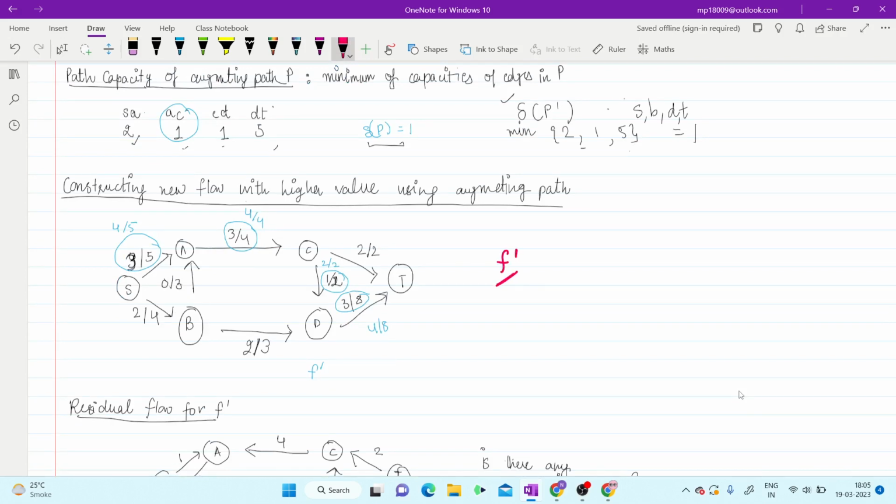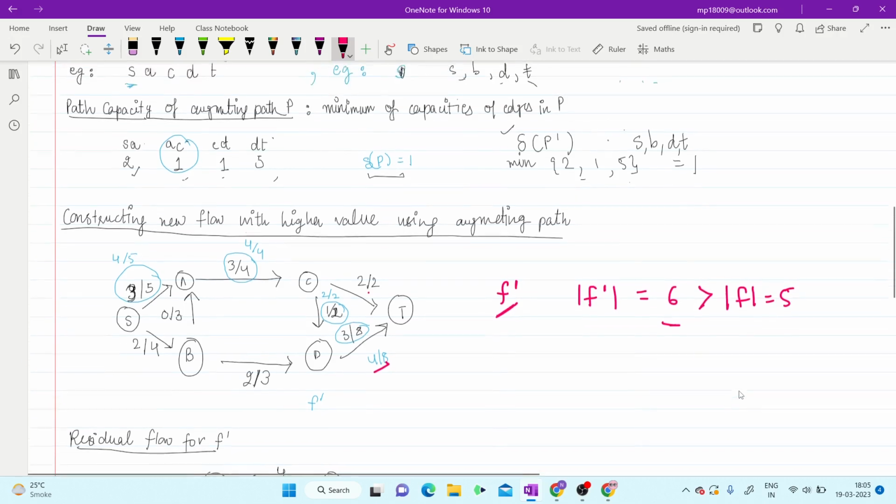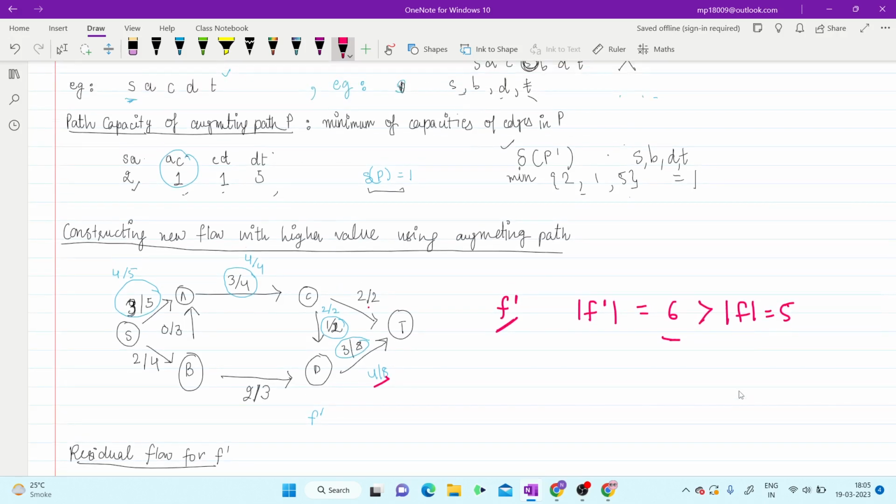And now in this flow, if we compute the flow value, it comes out to be 4 plus 2, which is 6, which is greater than the flow value of the previous flow. So we see that if we, sorry.